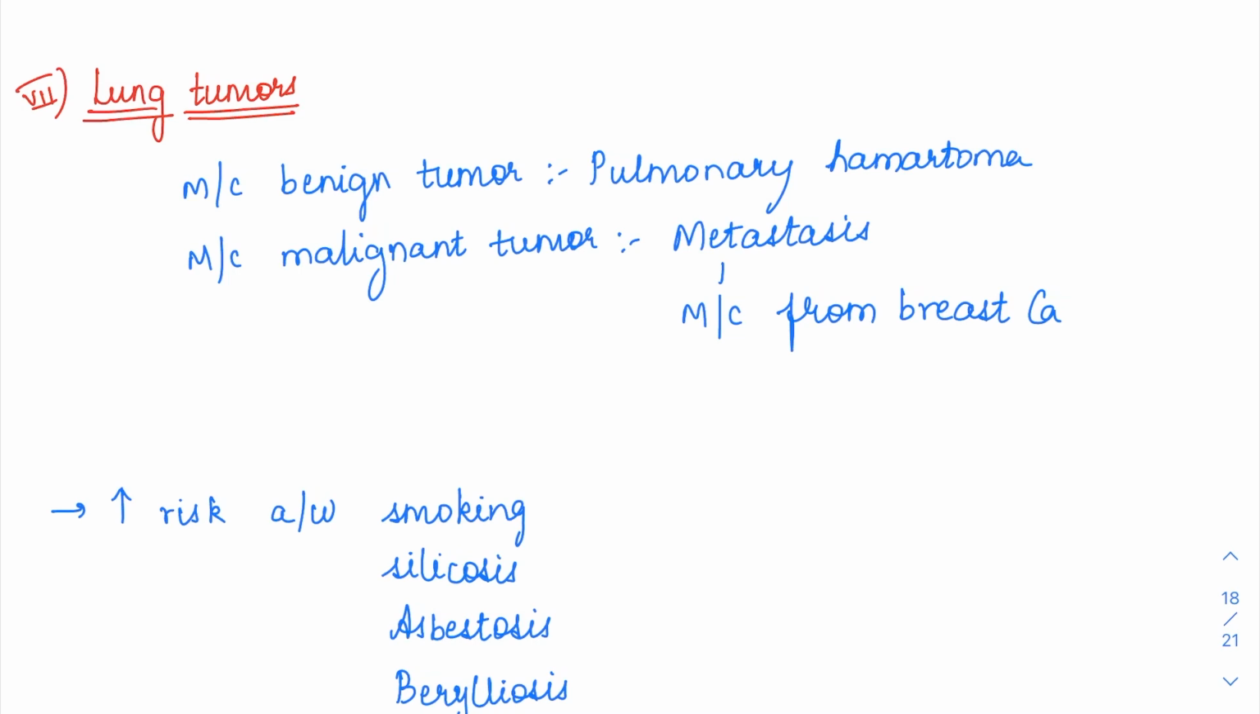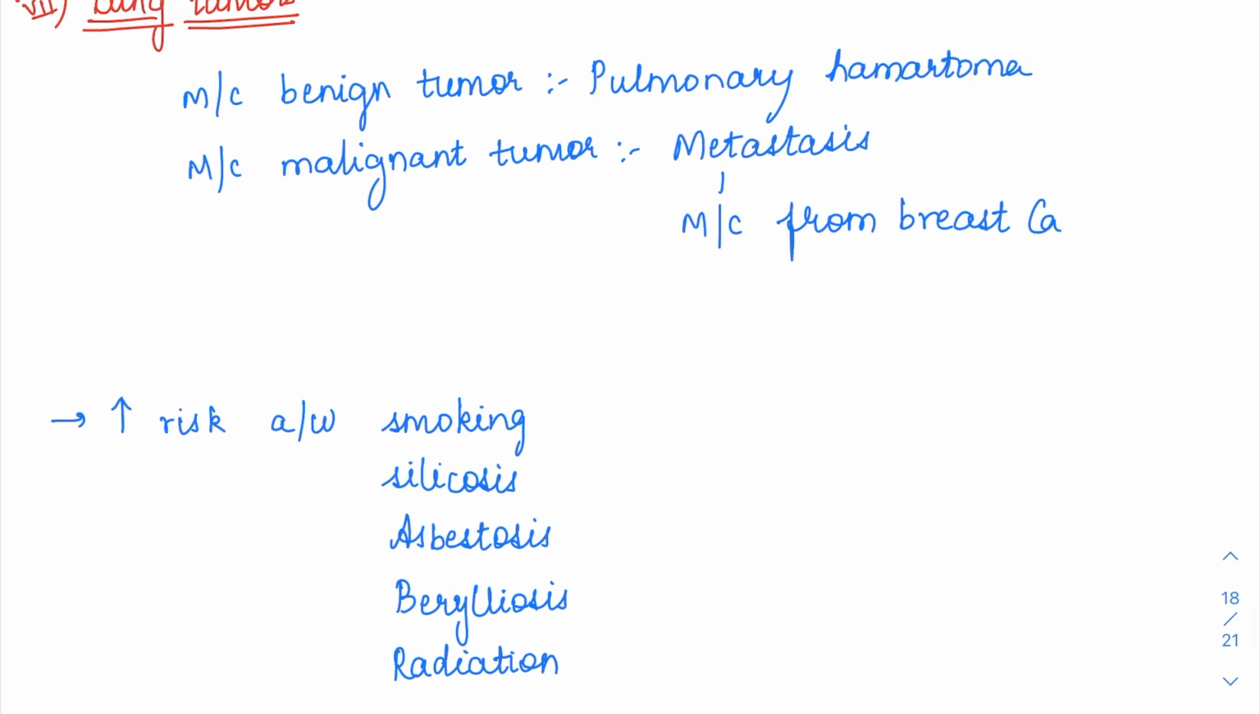Let's see about the last topic in the respiratory system, which is lung tumors. What is the most common lung tumor? It is usually metastasis only, and that too is most commonly from breast cancer. Breast cancer can metastasize to the lung easily. And what is the most common benign tumor? It is the pulmonary hamartoma.